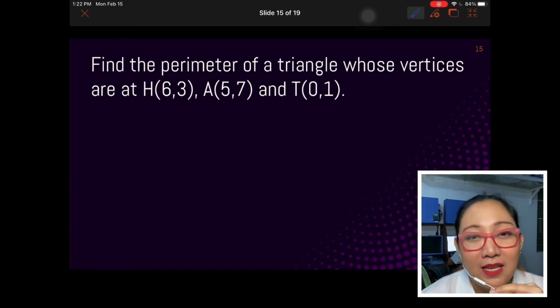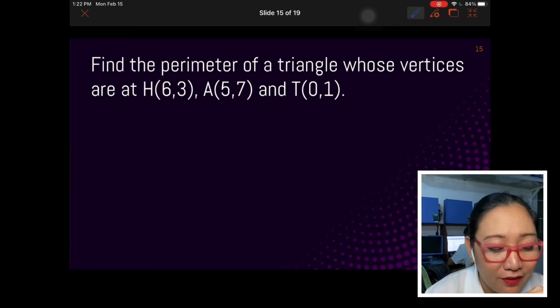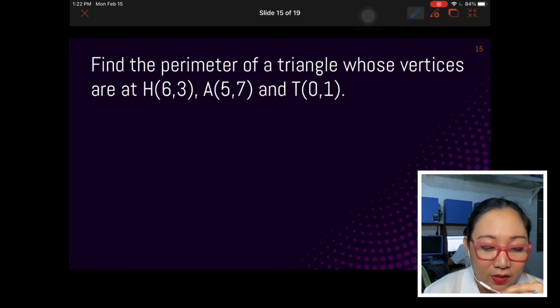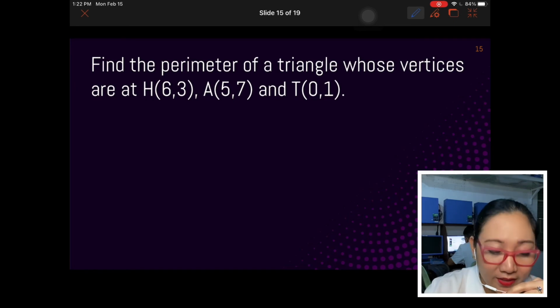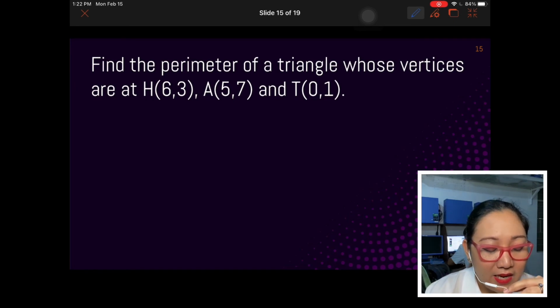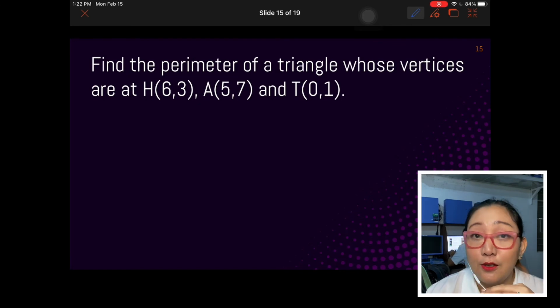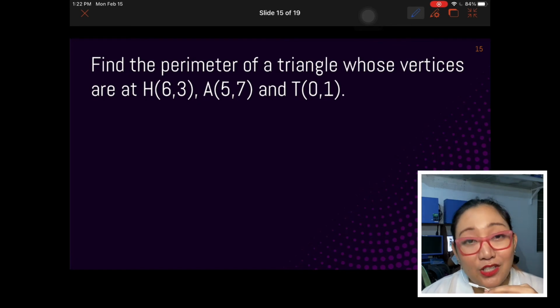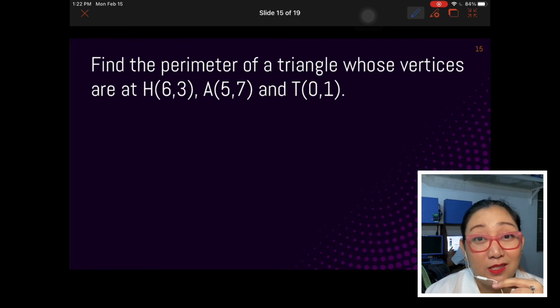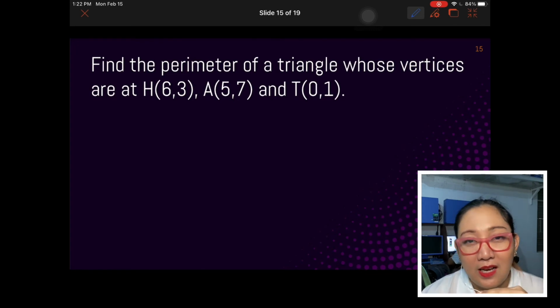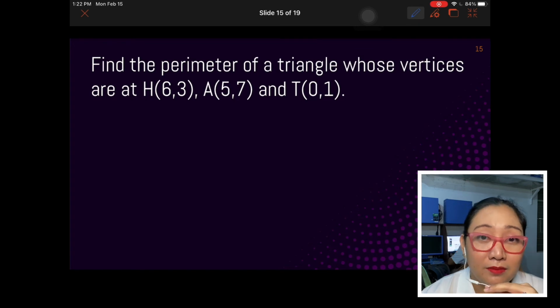Ang last example natin, medyo solving pa ng konti. Find the perimeter of a triangle whose vertices are the following. In this one, we have H is at 6,3, A is at 5,7, and T is at 0,1. Hindi na natin siya kailangang i-plot kasi alam naman na natin yung distance formula. Kailangan na lang natin i-solve yung length ng bawat isang side. Tapos, ipag-add-add lang natin siya for the perimeter.